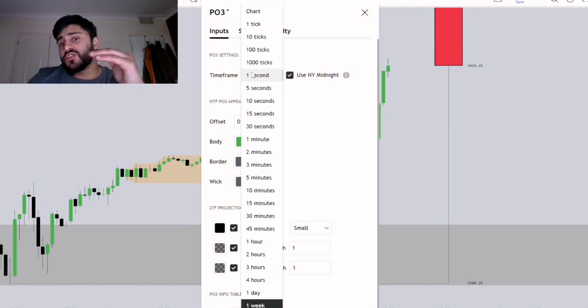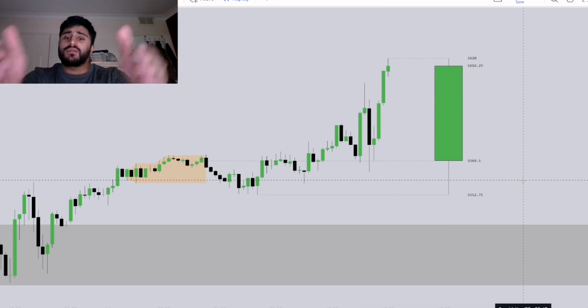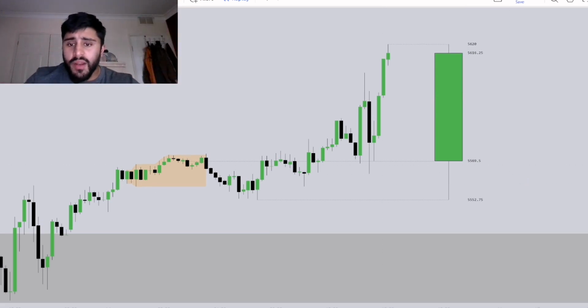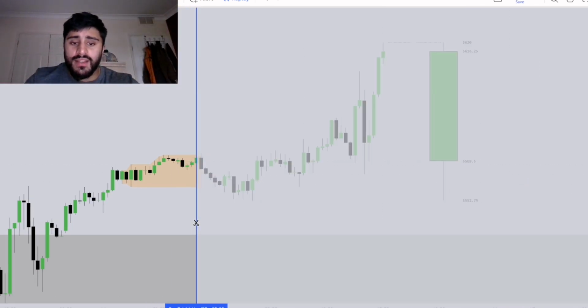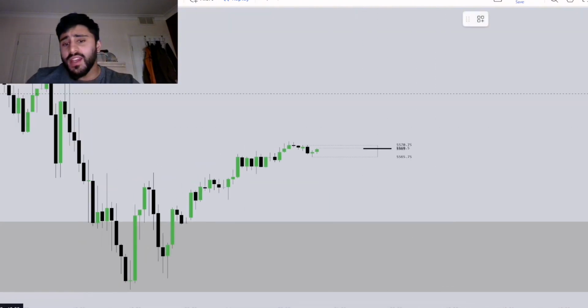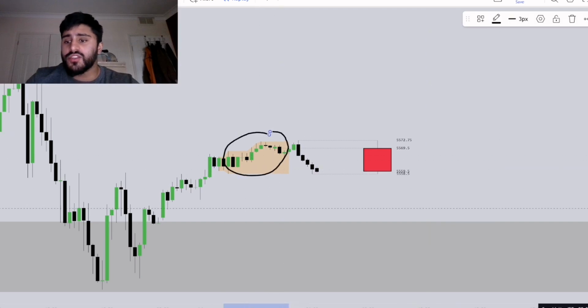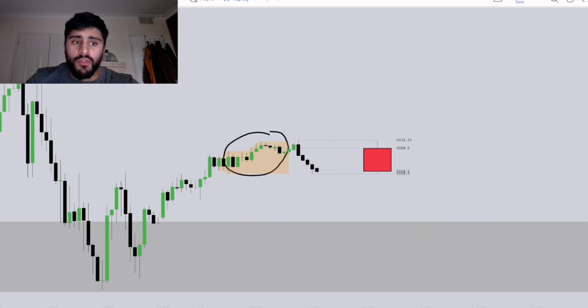Now from here, we're going to switch to a daily PO3. Notice how we're synchronized with our time zones: weekly power of three down to daily power of three. Now from here, we're going to be understanding things in terms of the ICT accumulation, manipulation, and distribution. To kick things off, we have our accumulation over here. This is ICT accumulation. This is just a liquidity building phase of the market.